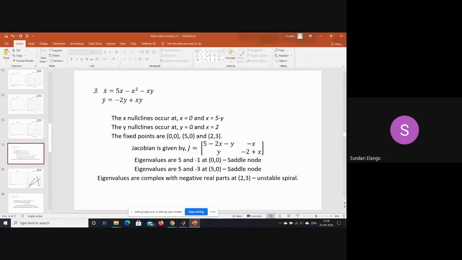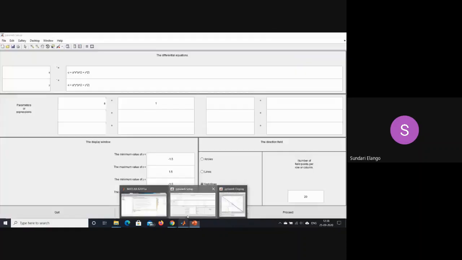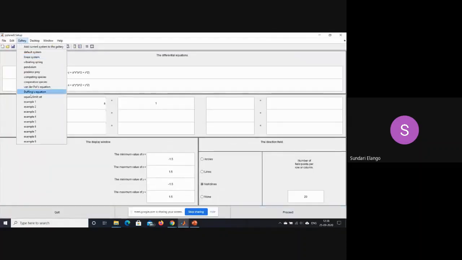So this is the next example. This system actually shows a saddle node and an unstable spiral. If you calculate the Jacobian, this is the Jacobian that comes in, and you can substitute the several different fixed points that you get here in order to understand the behavior of the system around them.